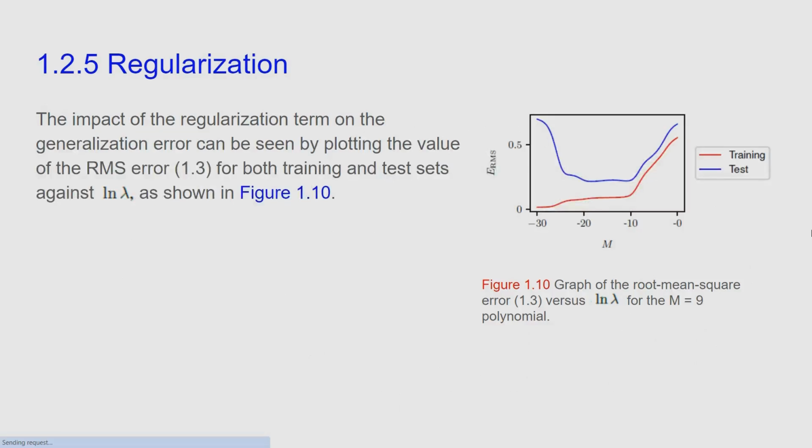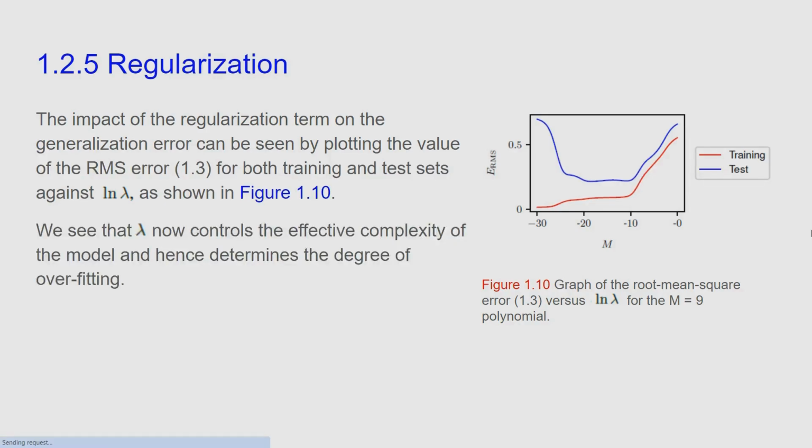The impact of the regularization term on the generalization error can be seen by plotting the value of the RMS error 1.3 for both training and test sets against ln lambda, as shown in figure 1.10. We see that lambda now controls the effective complexity of the model and hence determines the degree of overfitting.